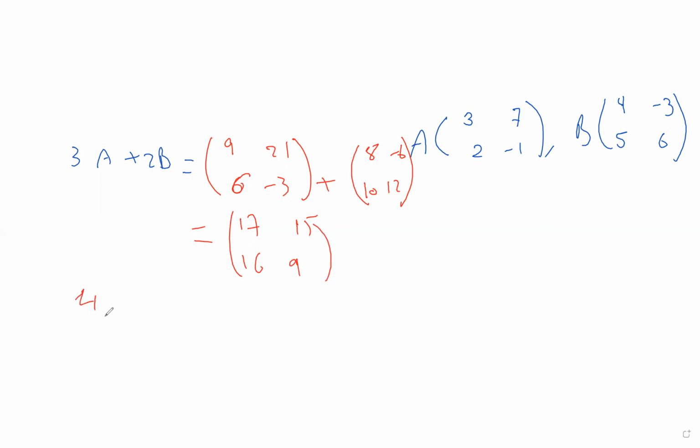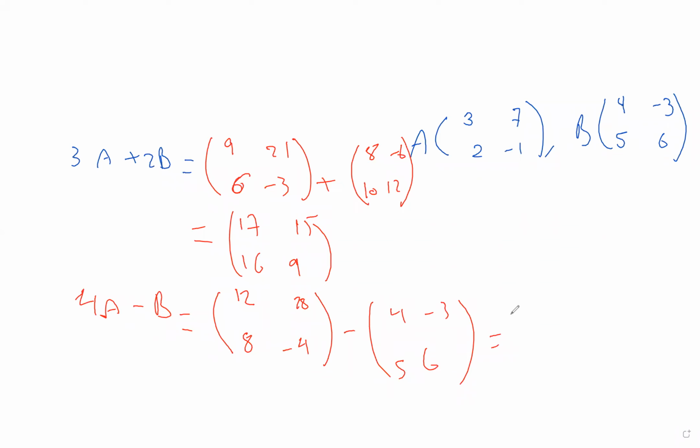لو عندنا 4a minus b هيبقى equals كام؟ 4a which is ثالث كام هنا ال a يعني 12 28 8 and negative 4 minus b 4 negative 3 5 and 6 and subtract them. 12 minus 4 is 8 21 يبقى 31 28 8 minus 5 is كام 3 negative 10.